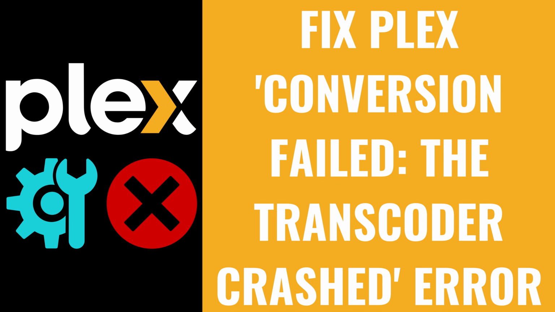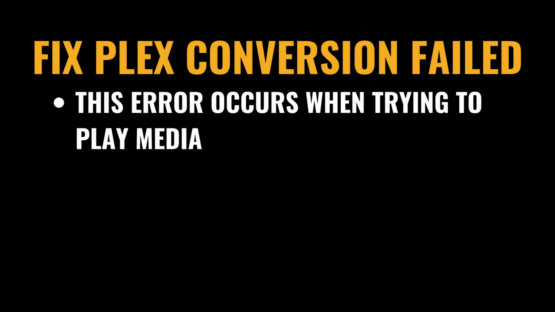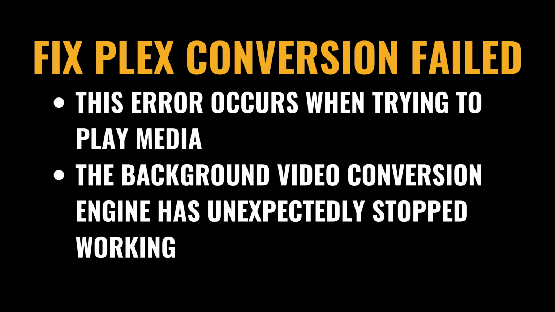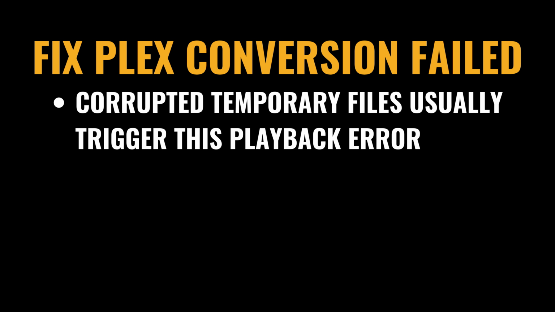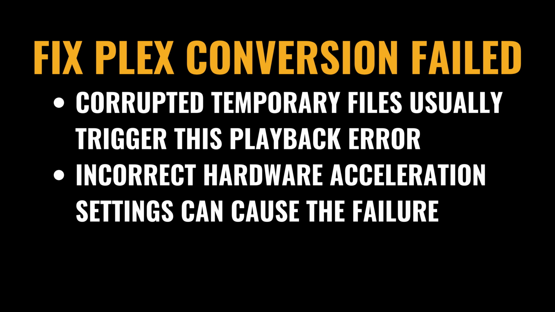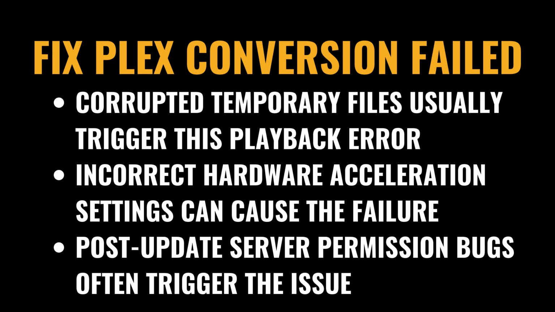I'm Max Dalton, and in this video, I'll show you how to fix the Plex "conversion failed, the transcoder crashed" error. This frustrating error message pops up right when you try to play a movie or TV show, and it means the background engine responsible for converting your video has unexpectedly stopped working. It is usually triggered by corrupted temporary files, incorrect hardware settings, or permission bugs after a server update. Fortunately, you can usually get your video playing again by checking a few quick settings.